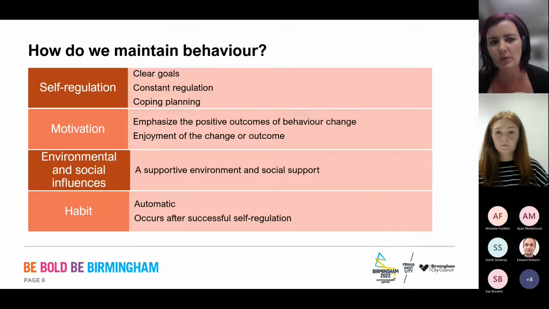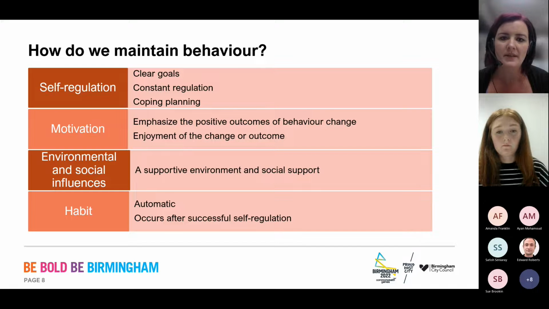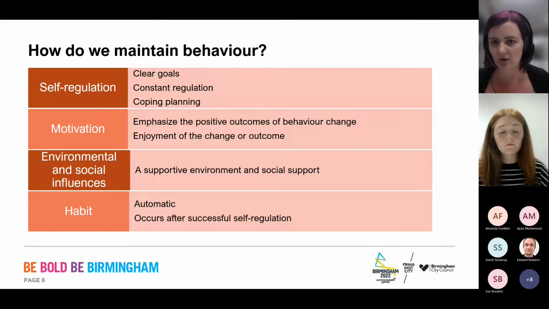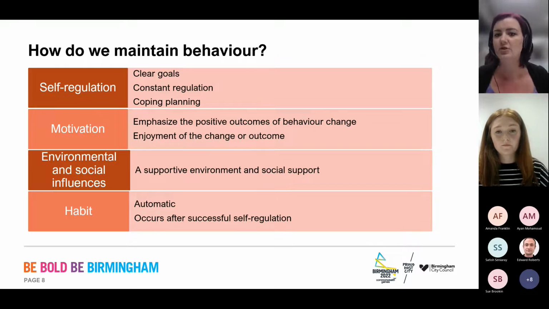Next, I'm just going to explore how we maintain behaviour. So there's things like self-regulation. This basically is like, how do you deal with temptations? If you've got a bar of chocolate in the cupboard and you really are tempted and you've got an impulsive need to try it, the self-regulation would be thinking, okay, how can I cope with the fact that that's there? And it might be a choice to say, okay, we're not going to keep chocolate in the cupboard anymore because I cannot deal with that temptation.